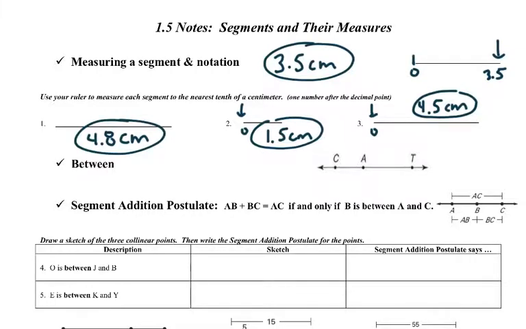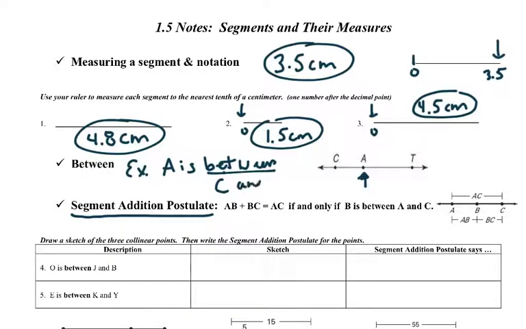But most of the time we won't use a ruler, right? We're going to use what's called the segment addition postulate. And the segment addition postulate says when you have like a point that's between two other points. So for example here, A is between C and T.